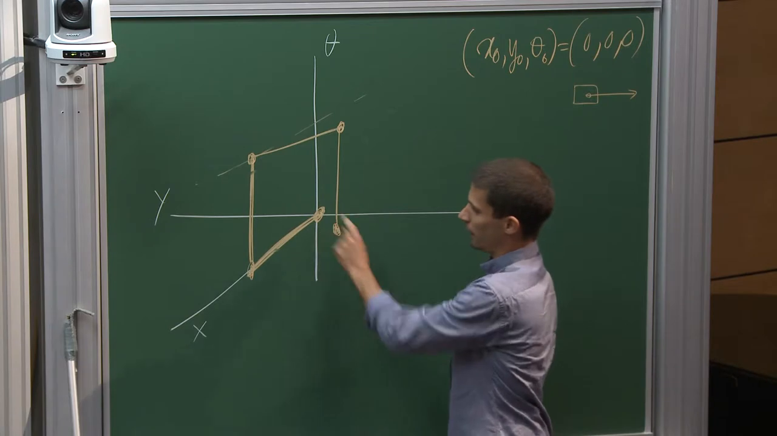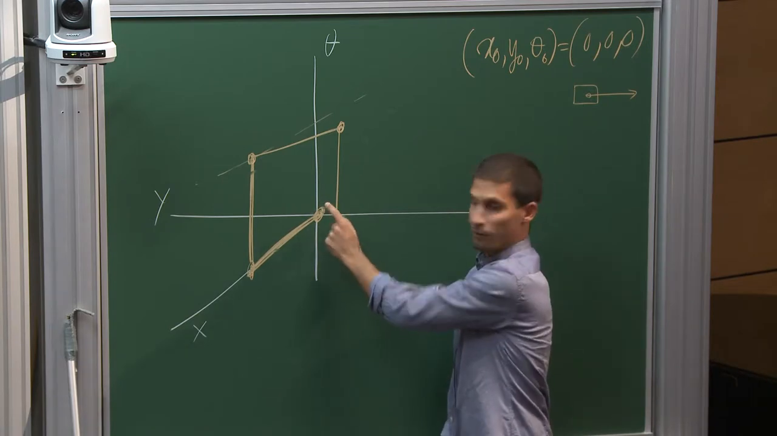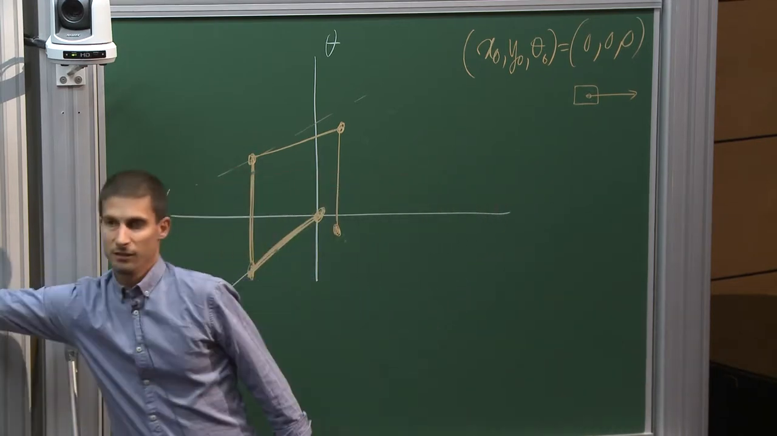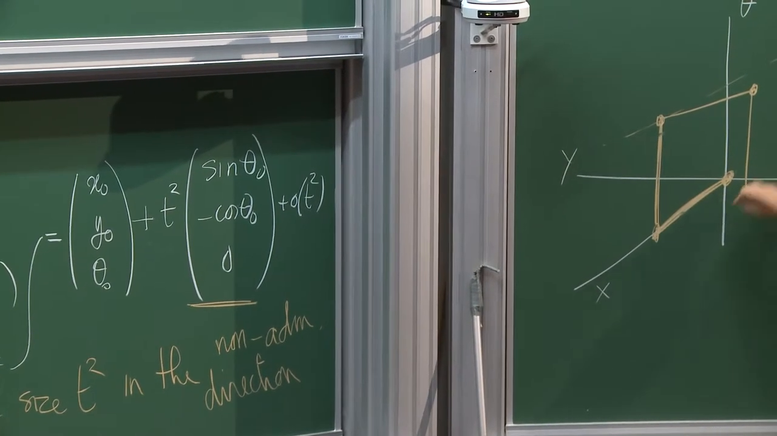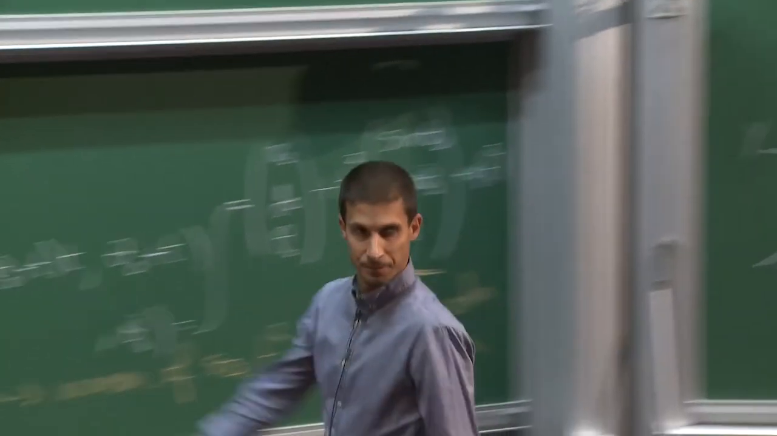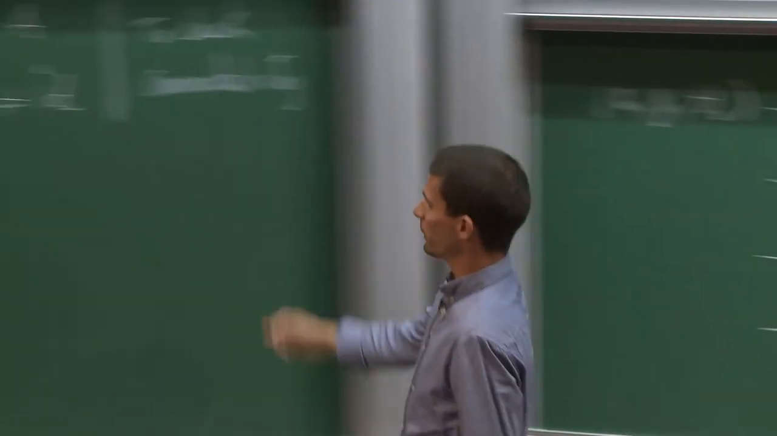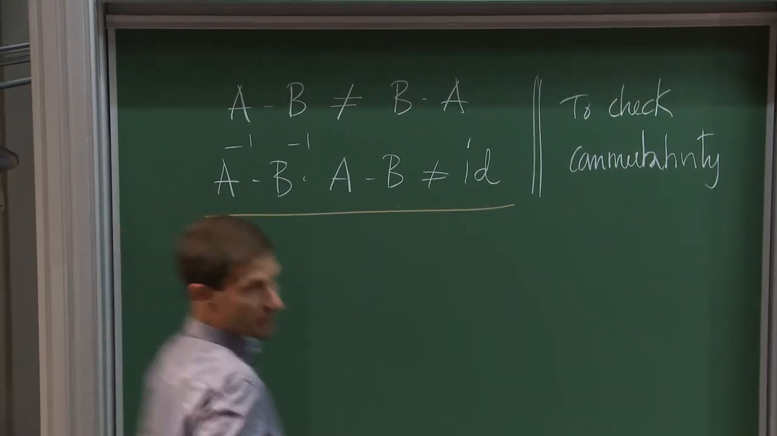Okay? And there is a defect here. And what we are measuring is exactly this defect. So the fact that we are not going back to the same place is exactly the fact that these two movements are not commutative. Okay?